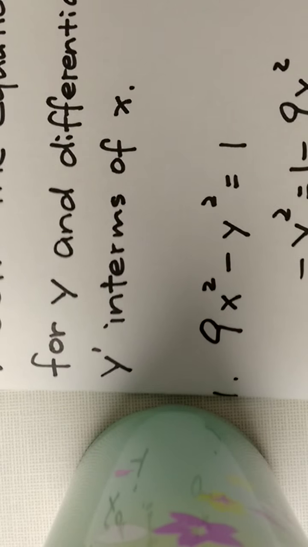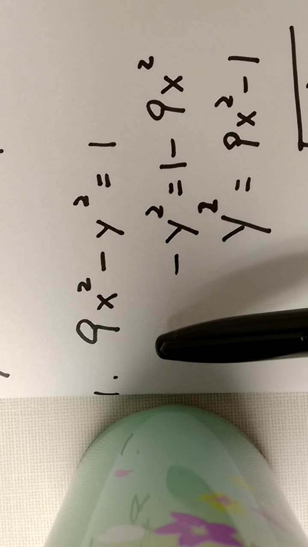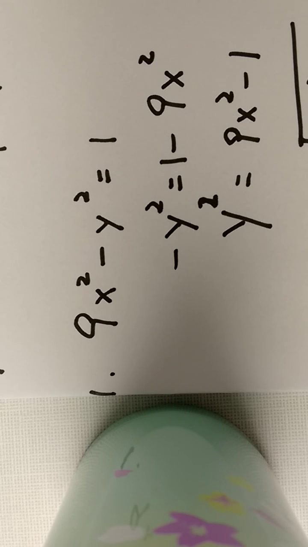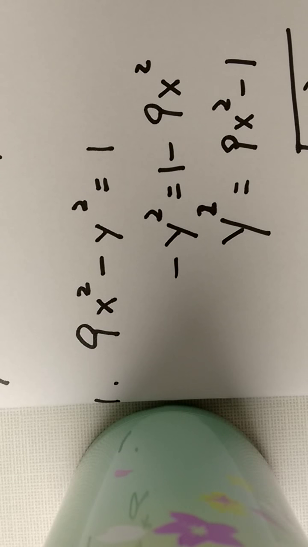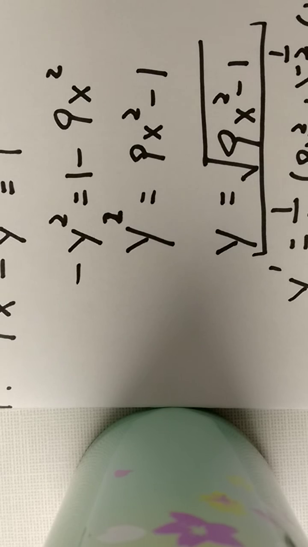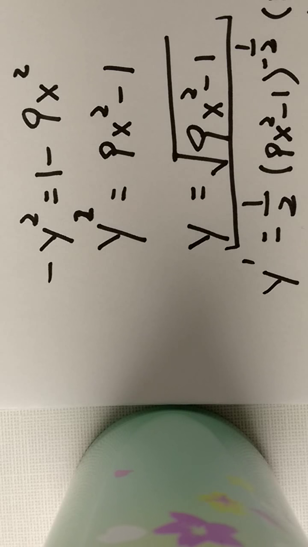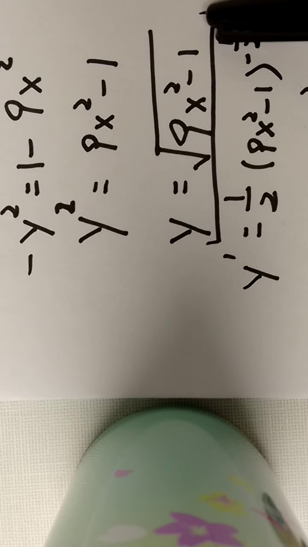The second part of this question is to solve the equation explicitly for y and differentiate to get y prime in terms of x. So for the first equation, we want to find y, then differentiate y. So we move 9x squared to the right. Then we find y squared equals 9 times x squared minus 1. Then we take the square root. We find y equals the square root of 9x squared minus 1.